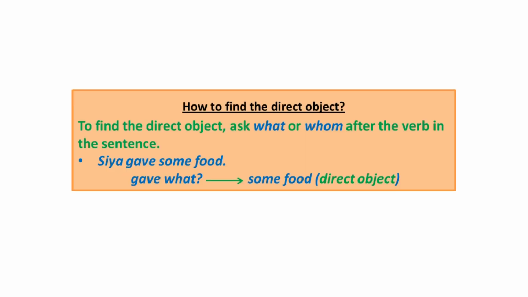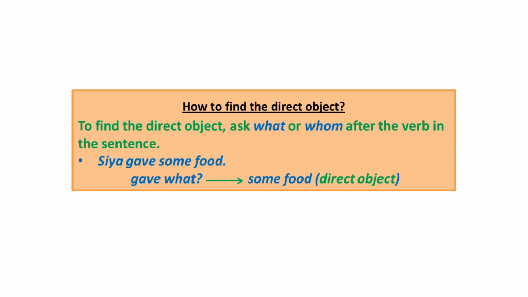There is an easy way to find out the direct object. Let us know how it is done. How to find the direct object? To find the direct object, ask what or whom after the verb in the sentence. For example, Sia gave some food. Gave what? Some food. So that some food is the direct object.